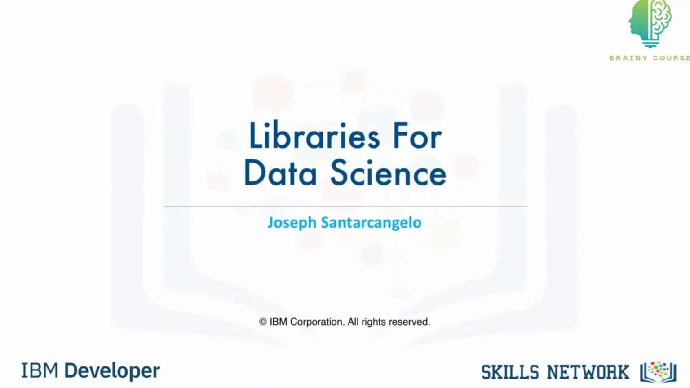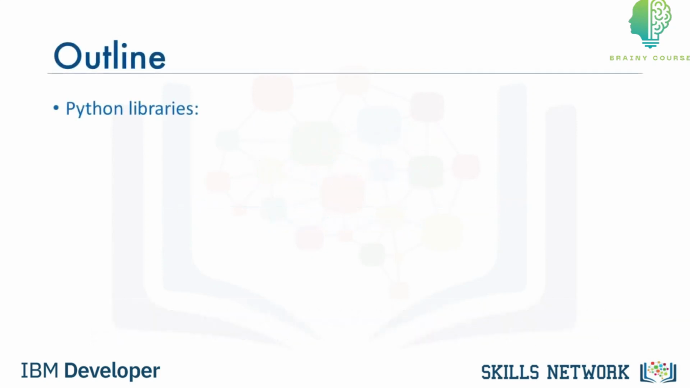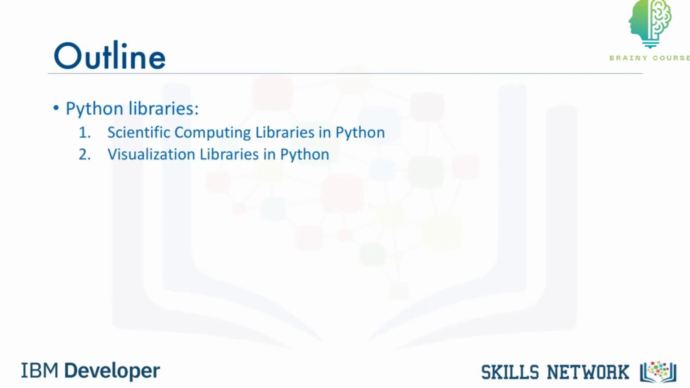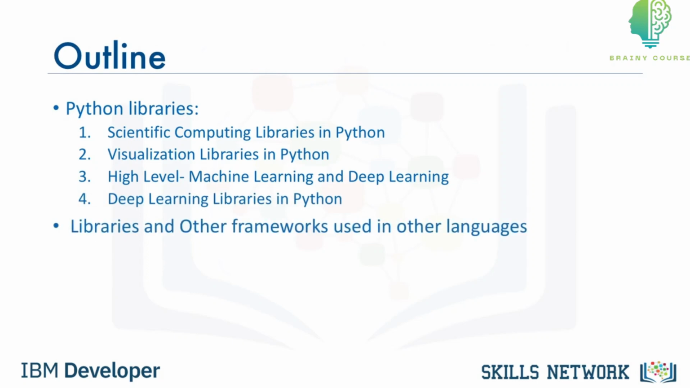In this video, we will review several data science libraries. Libraries are a collection of functions and methods that enable you to perform a wide variety of actions without writing the code yourself. We will focus on Python libraries, scientific computing libraries in Python, visualization libraries in Python, high-level machine learning and deep learning libraries. High-level simply means you don't have to worry about details, although this makes it difficult to study or improve. Deep learning libraries in Python, libraries used in other languages.